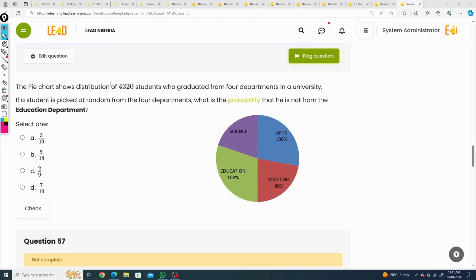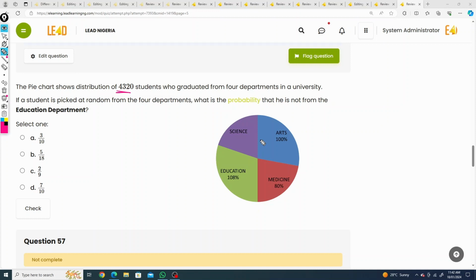56. The pie chart shows a distribution of 4,320 students who graduated from 4 departments in the university. If a student is picked at random from the 4 departments, what's the probability that he is not from the education department? All right. So interestingly, in this particular question, we really don't need this because we can just work with what we have here.